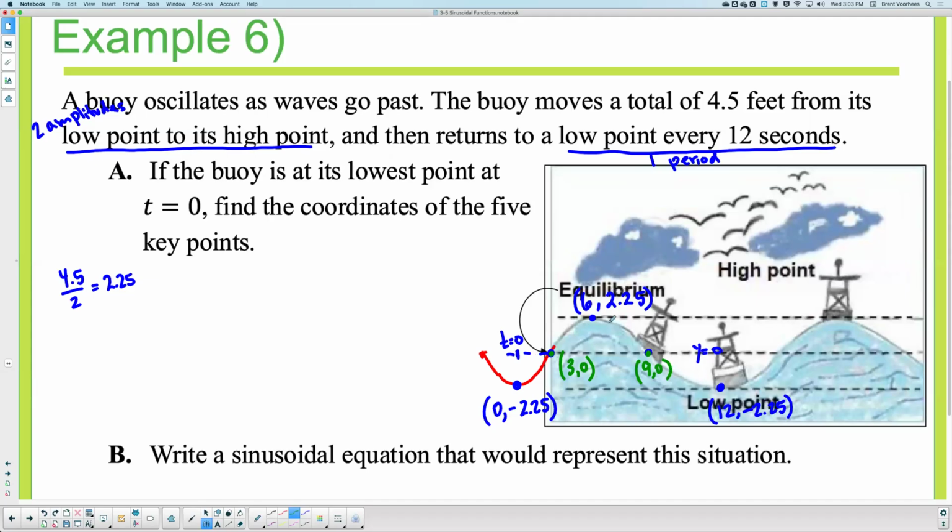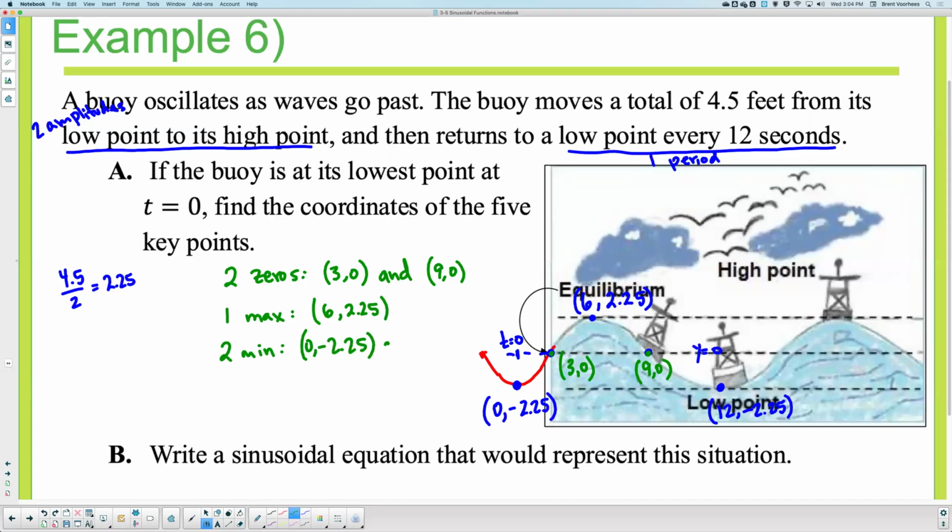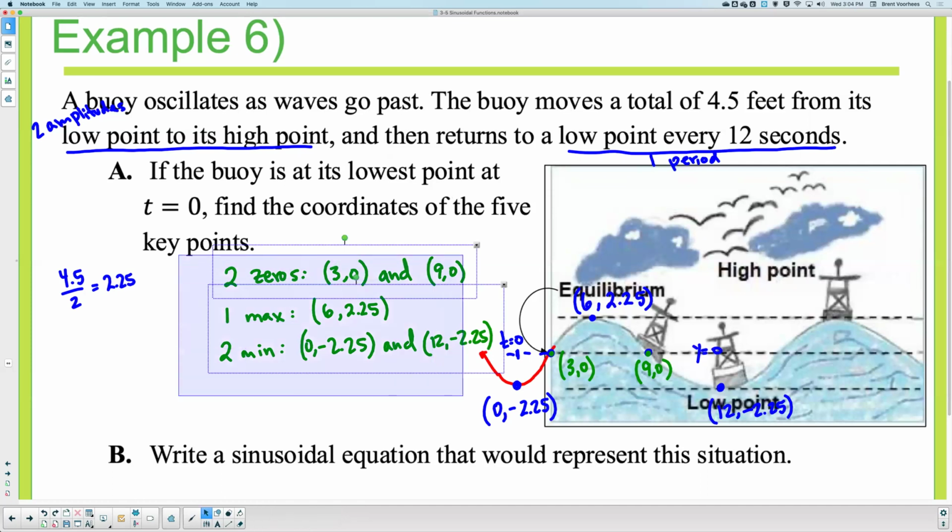So on this first wave, or this first cycle, you have 2 zeros. You have the two zeros, which occur at 3, 0 and 9, 0. You have one maximum, which would occur at 6 seconds, 2.25 feet up. And then you have two minimums, and those occur at 0, negative 2.25 and 12, negative 2.25. Those would be our 5 key points right there.